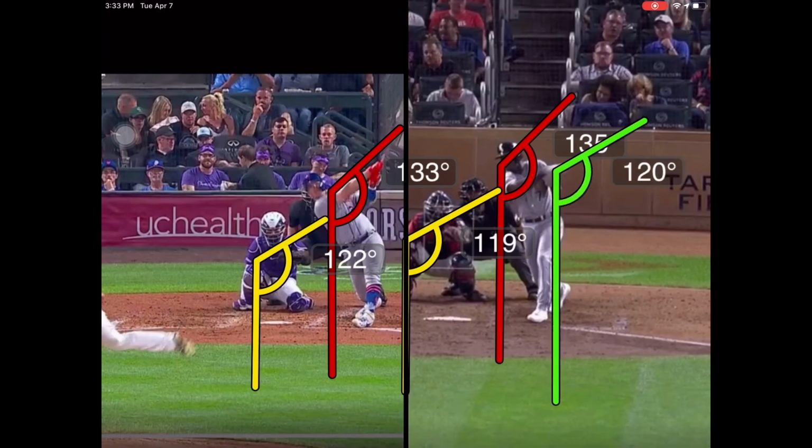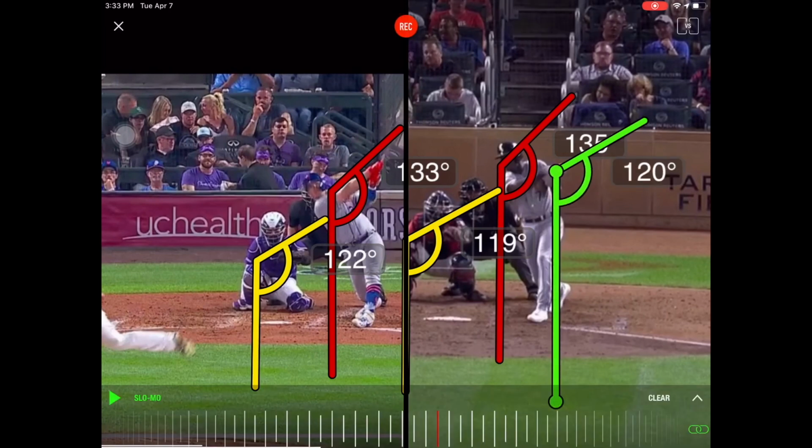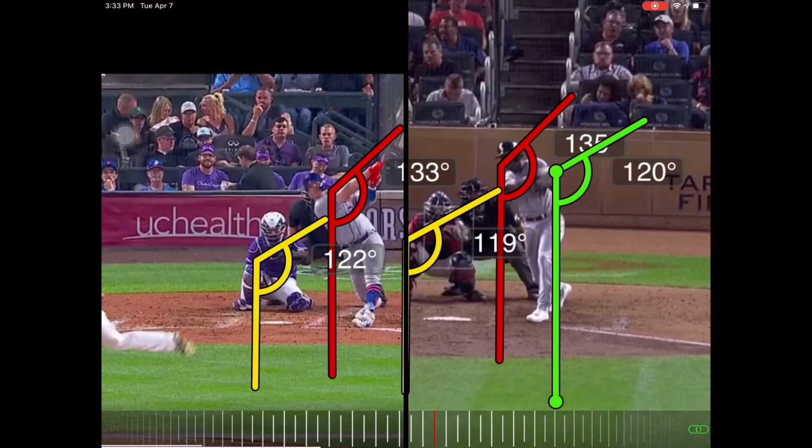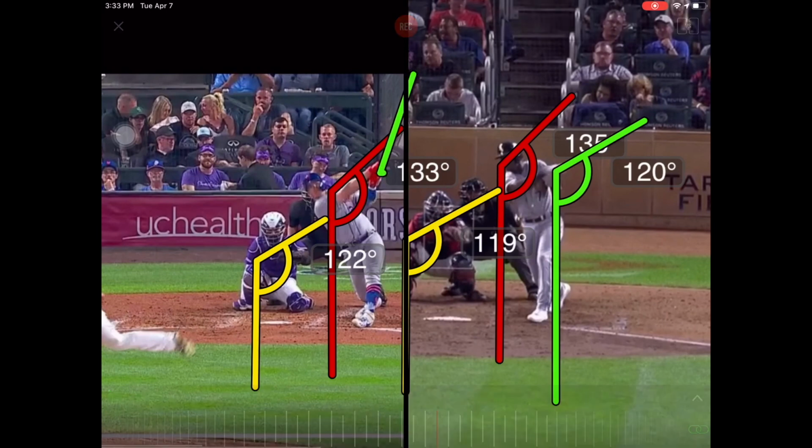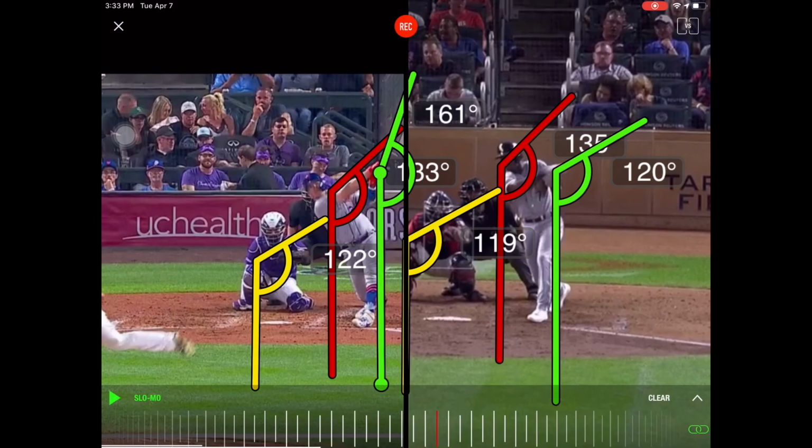And then, where did they finish out? 120. So very similar to where he was at contact. So the bat stayed on plane throughout that. Pete's is going to be a little bit higher there. We're going to see Pete's angle increase throughout his swing. We can see the tilt change throughout his swing. But we're going to look here: Pete going from 133, 122, 162, then Tim Anderson going 135 to 119 to 120.